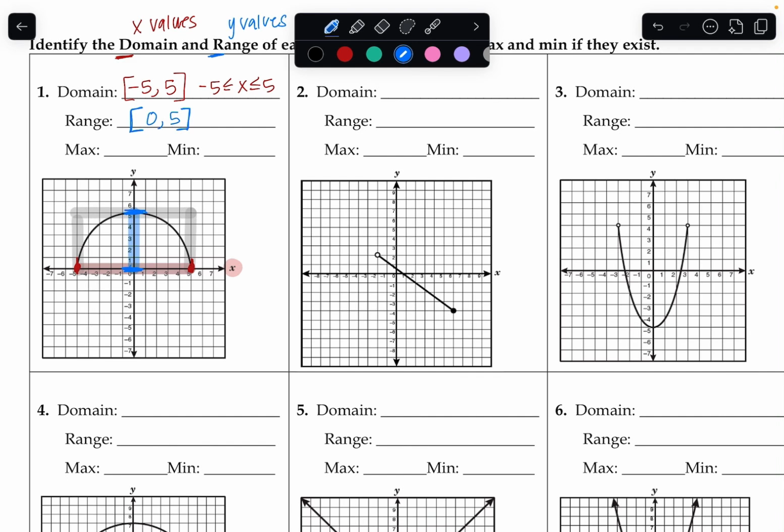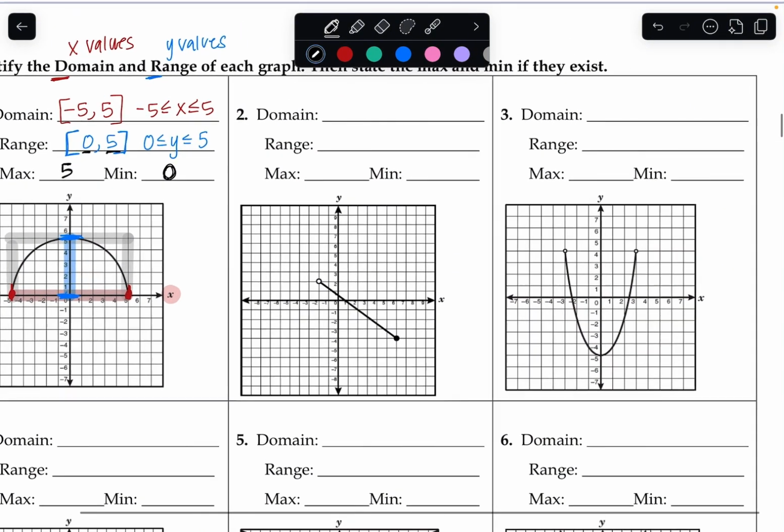Okay, and so for inequality notation, you need to use a y when you're talking about range. But other than that, it's the exact same thing we were just doing. Okay, when you're talking about max and min, that refers to outputs of a function. And so in this case, it's your y's. You can really just look at the endpoints of your range. And so the max is at 5, because that's the highest endpoint, and then the minimum is at 0.